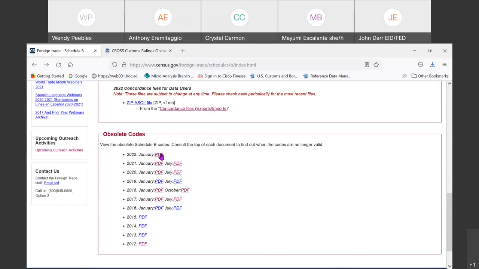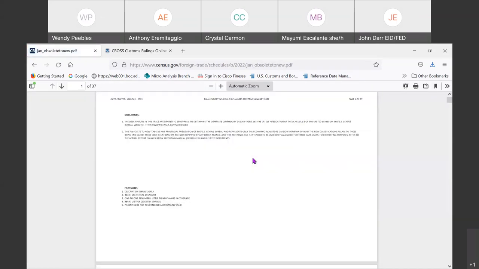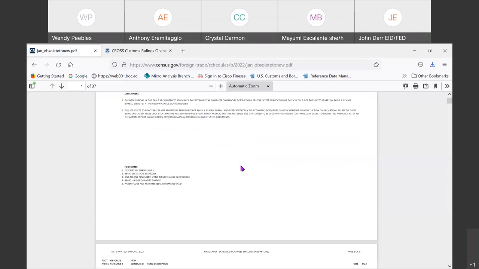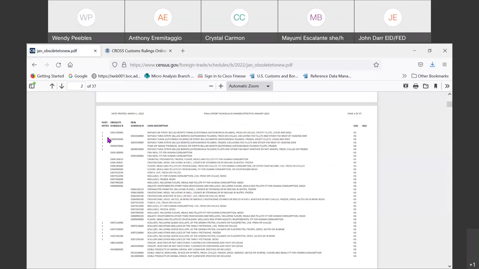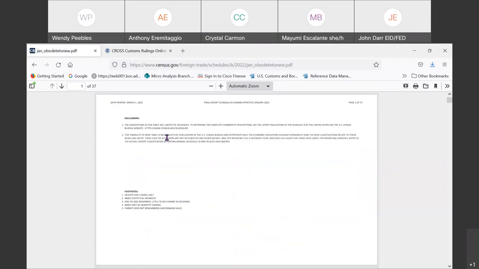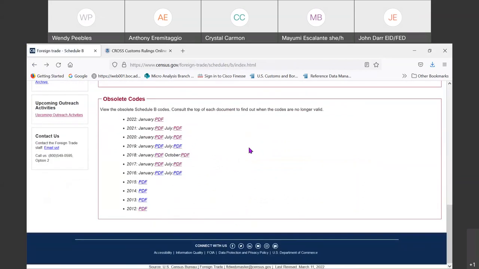Also, one file that has really been helpful when numbers change is what we call our obsolete codes. If you click on this file, it opens up a file that gives you all of the codes that have been changed. Well, the obsolete code, and then it gives you the corresponding new Schedule B number, just in case you've been using a number for 10 years and all of a sudden it's not working. And you check the obsolete to new, and you see that there has been a new code. This gives you the old Schedule B with the corresponding new Schedule B code. That is super helpful.